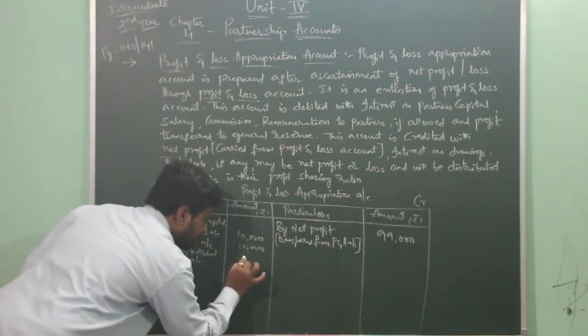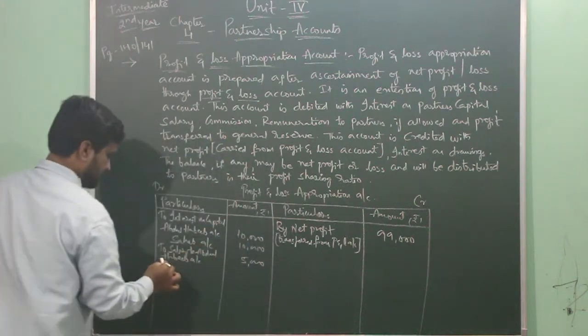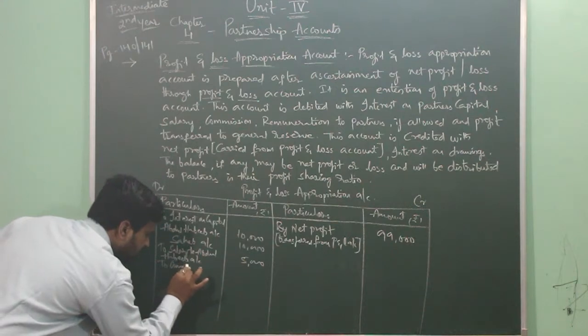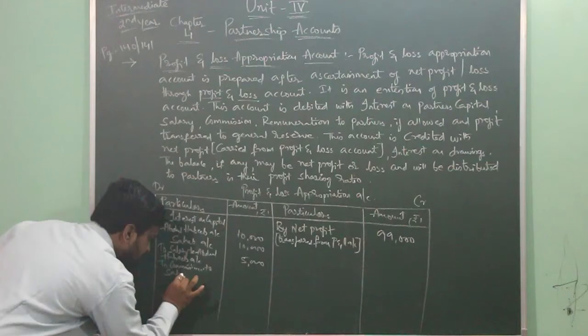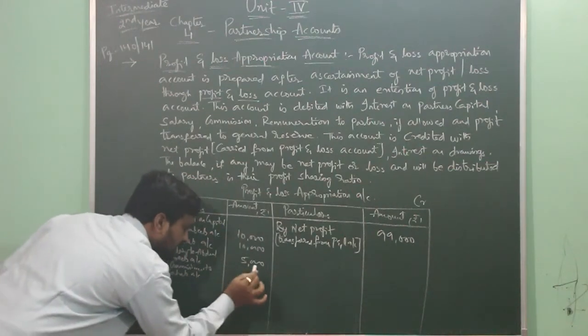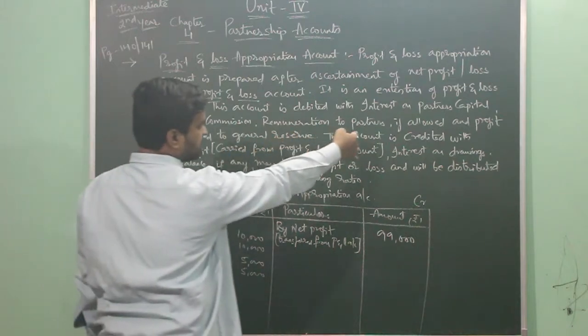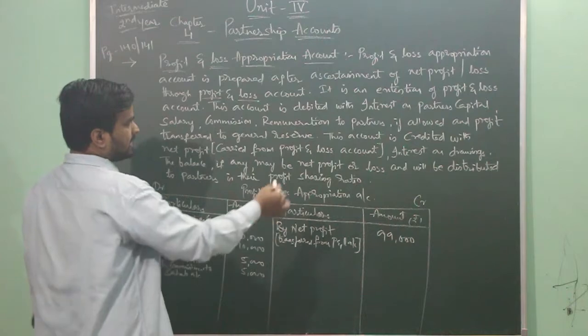We are paying salary of 5,000 rupees. Next, commission payable. We are paying commission to Sahab. Then it will be debited as to commission to Sahab account. We are also paying a commission of 5,000 to Sahab. Next, any other remuneration which is payable to partner will be debited to profit and loss appropriation account.